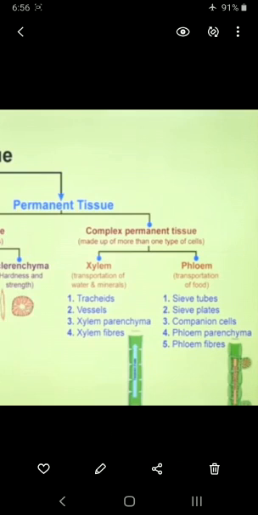In xylem, tracheids and vessels are tubular structures. This allows them to transport water and minerals vertically. The parenchyma stores food and helps in sideways conduction of water, and fibers are mainly supportive in function.